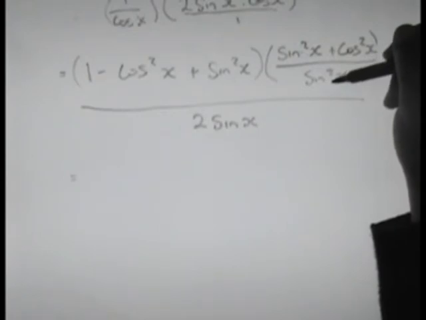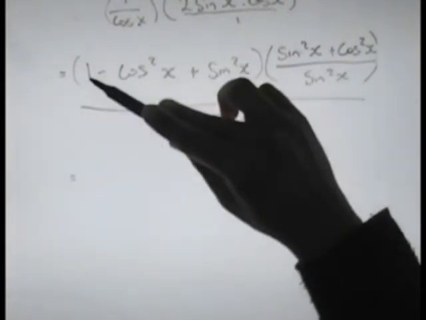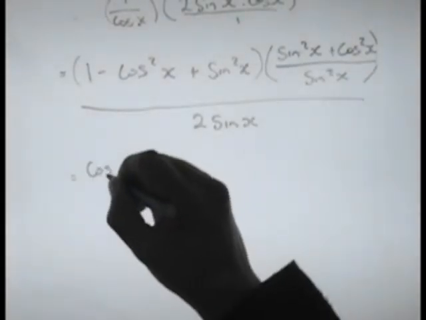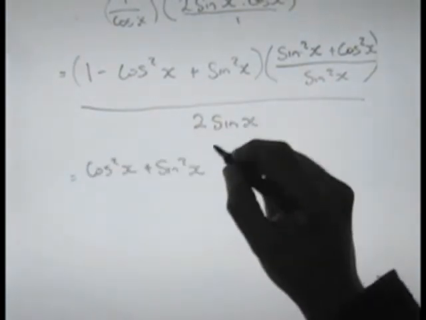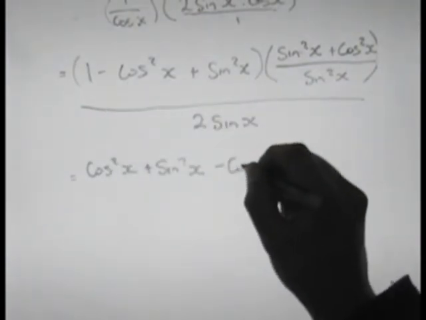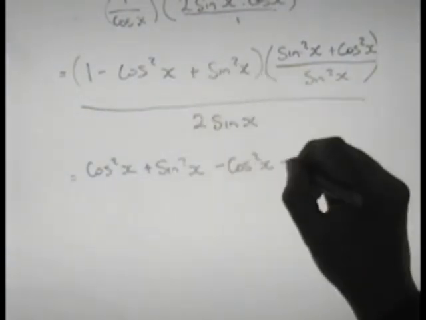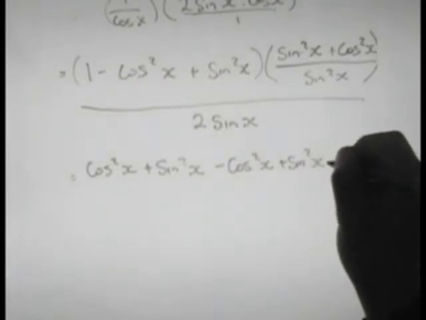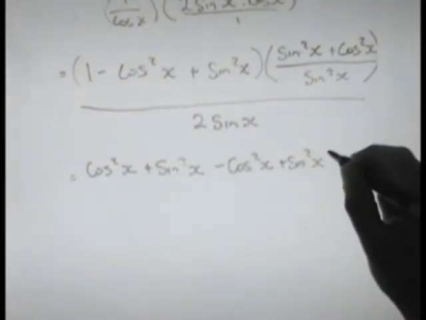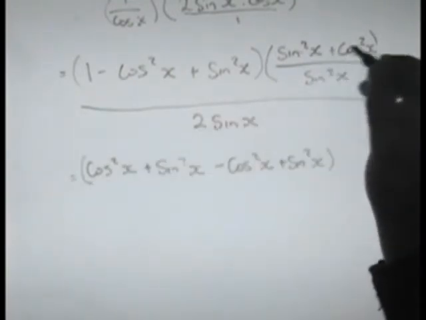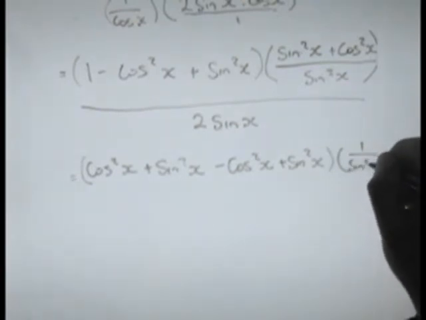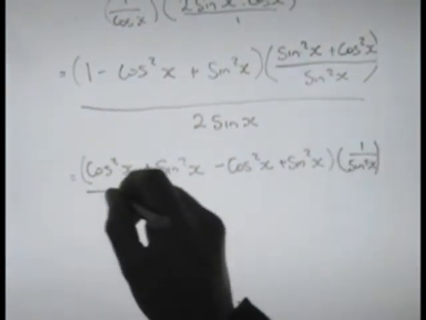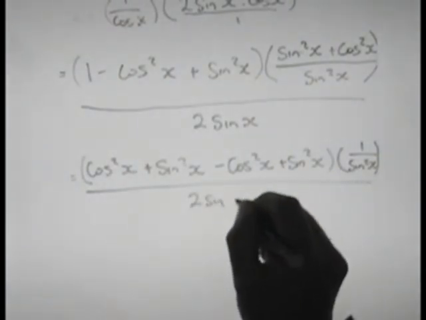1 over sine squared x multiplied by something. I'm going to change that 1 into cos squared x plus sine squared x, minus cos squared x plus sine squared x, multiplied by sine squared x plus cos squared x, is equal to 1 over sine squared x stays there, all over 2 sine x.